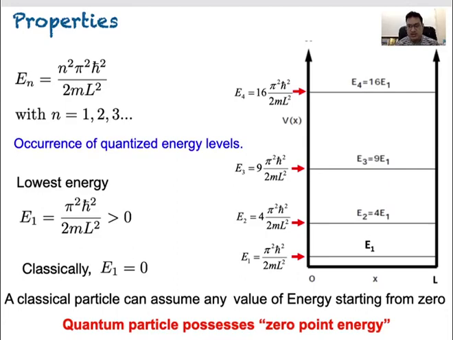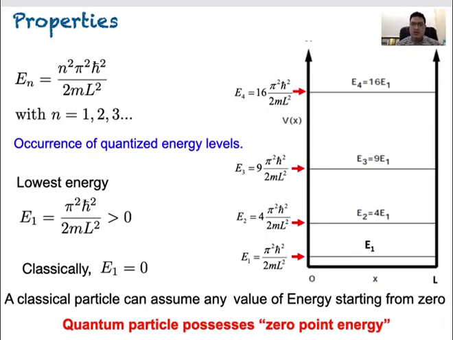Now the lowest energy, E1, is pi square h cross square over 2 m L square, once you substitute n equal to 1, which is non-zero. However, if you think classically, your ground state energy, or the lowest energy, is supposed to be 0. A classical particle can assume any value of energy starting from 0 to any finite value, and this is a contradiction of your classical thinking. So E1 being non-zero is a signature of quantum physics, and the quantum particle possesses zero-point energy.